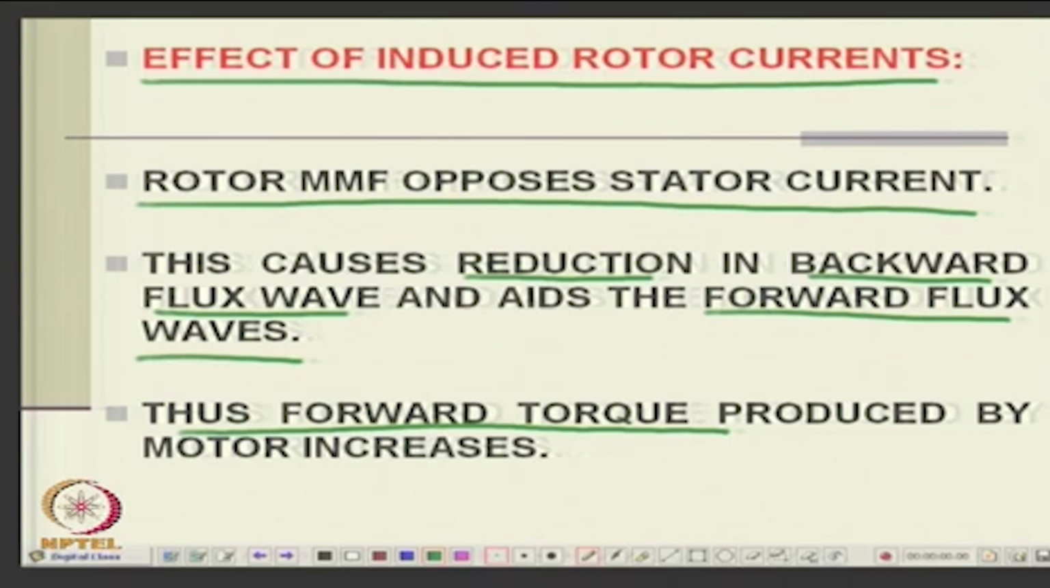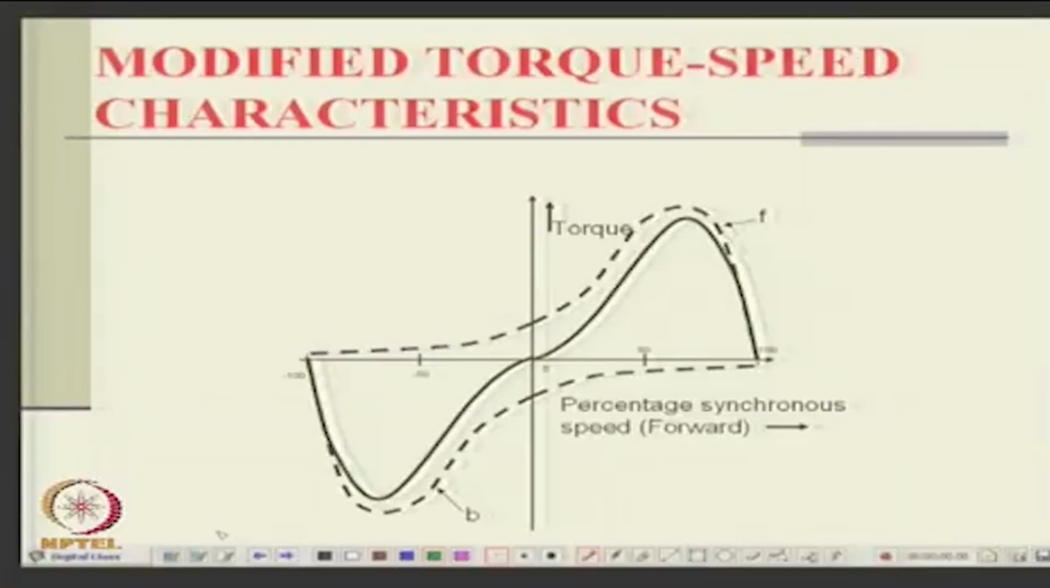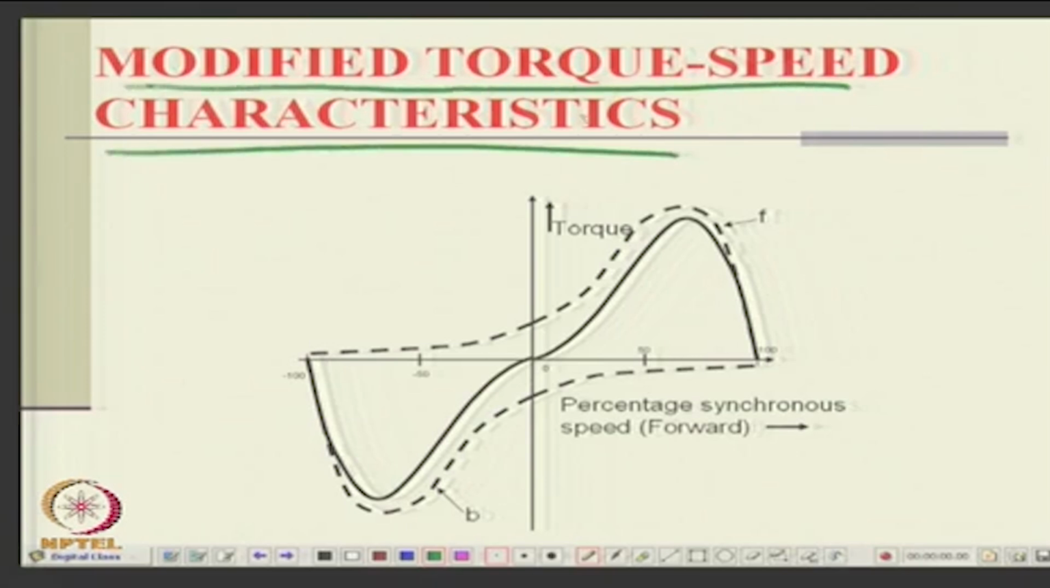Therefore, if you assume that the forward flux is the same as the backward flux, it produces a certain forward and backward torque. Now, if you assume only the forward MMF is the same as the backward MMF, but the rotor reaction is different, then the forward flux will be more than the backward flux. Is it okay? Because the rotor reacts differently for forward and backward fields. This is the actual situation. Therefore, we have to modify the torque speed characteristics from what it was earlier.